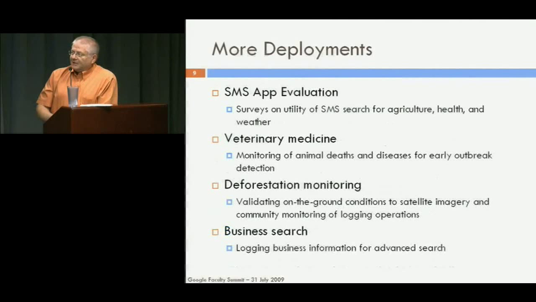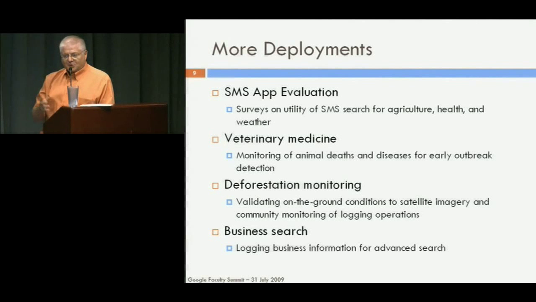So right now we're involved in expanding our range of deployments. We have an SMS app evaluation that brings up a survey after you use an SMS service for doing things like a local search, for example, related to agriculture, health, and weather questions. We have one with the School of Veterinary Medicine at the University of London. Deforestation monitoring, and this is an interesting project that the Geo team here at Google is involved with.